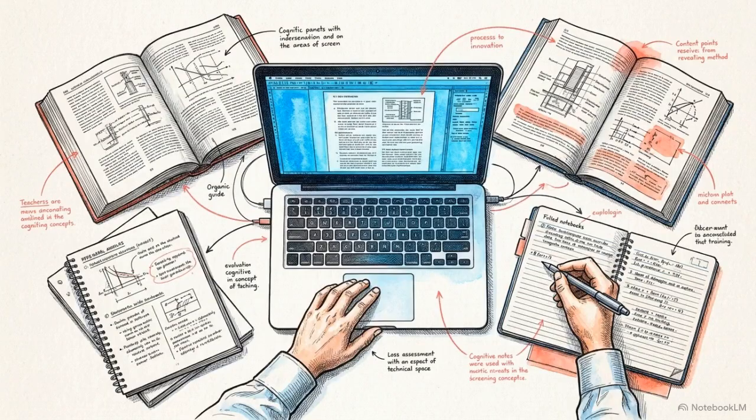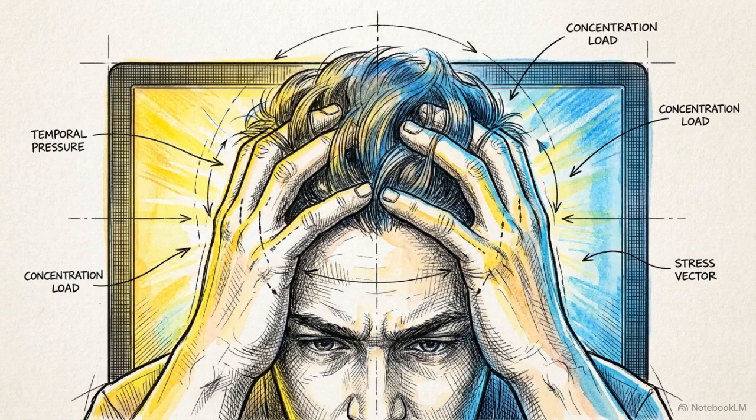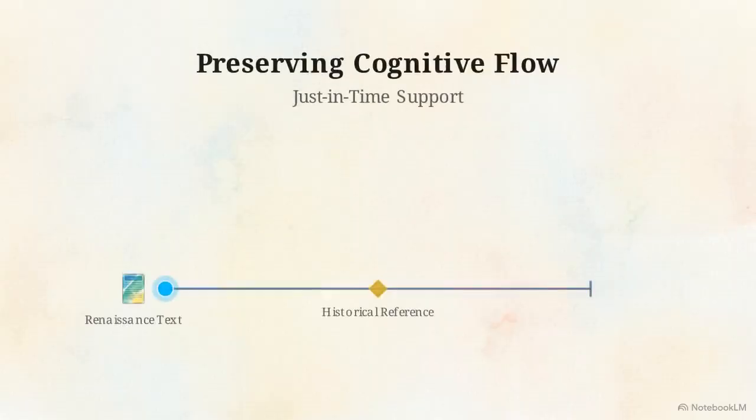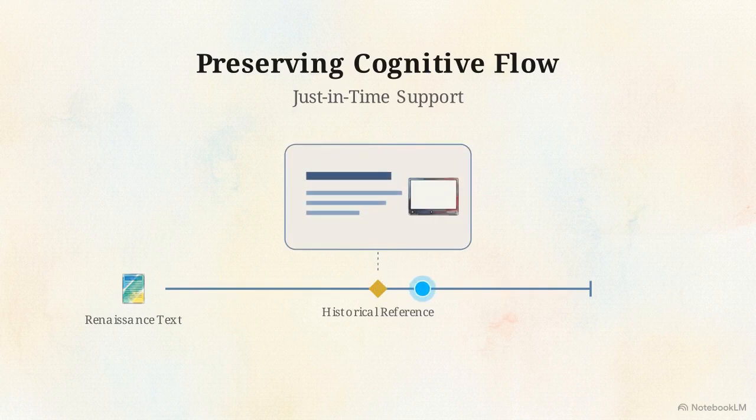Students reported that constantly pausing their reading to look up terminology or reference lecture notes disrupted their focus. This task switching prevented them from achieving the deep concentration required for critical analysis. The primary design challenge involved delivering support information at the exact moment of need, preserving the student's cognitive flow.